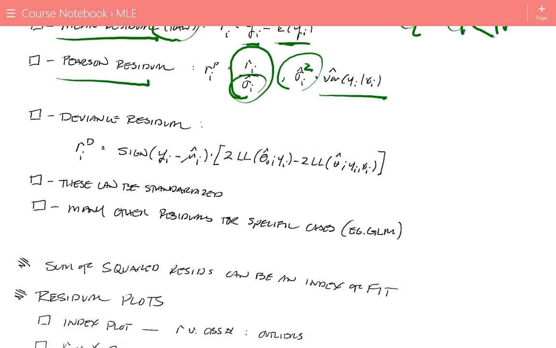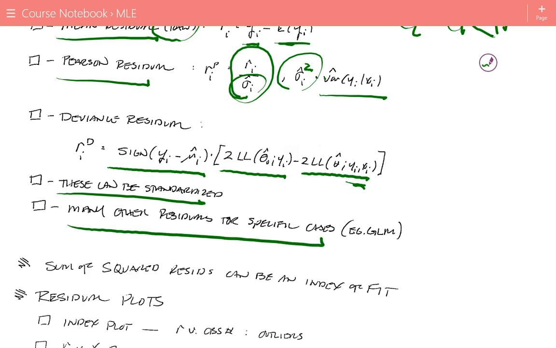And for the maximum likelihood estimator, there is also the deviance residual, which is basically the sign of the raw residual times the square root of 2 times the log likelihood at theta hat and y and x minus 2 times the log likelihood at theta hat. And these residuals can be standardized. And if those are not enough for you, there are lots of other residuals for very particular cases, right? So if you're going to use generalized linear models, they have certain kinds of residuals.